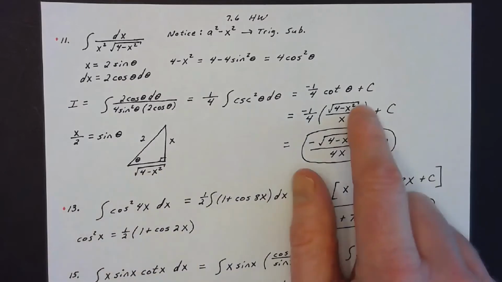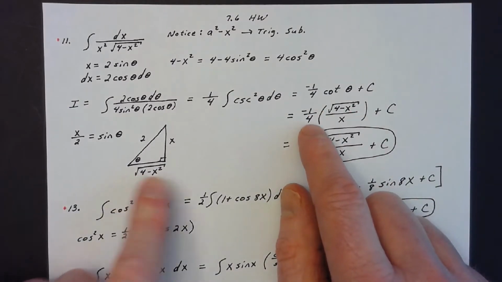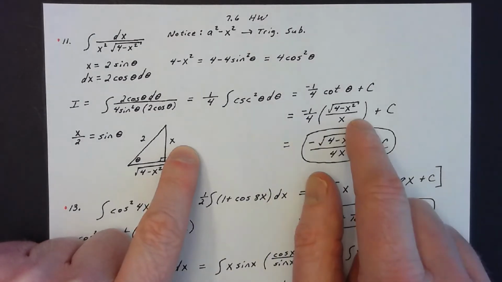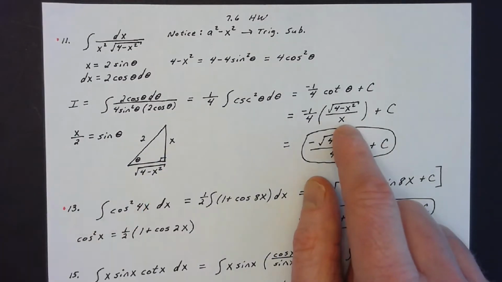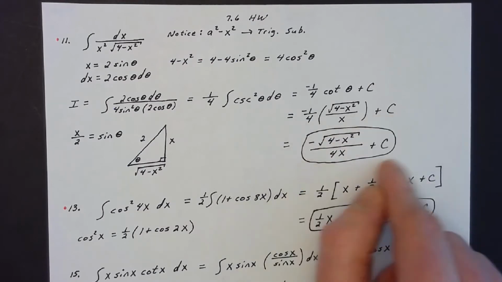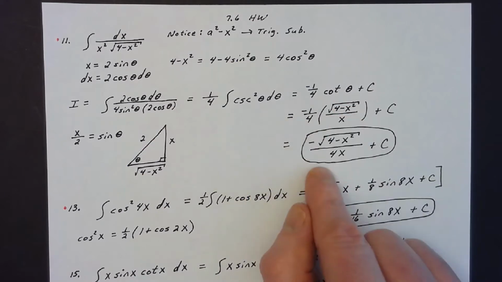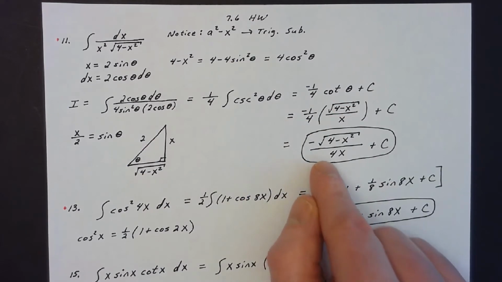So now when I go back to my problem here, I'll have negative 1 over 4 times the adjacent over the opposite side, the root of 4 minus x squared over x, plus your constant of integration. There's really not a lot you can do to simplify that. I just went ahead and put my negative 1/4 in the same fraction with the root and the x.